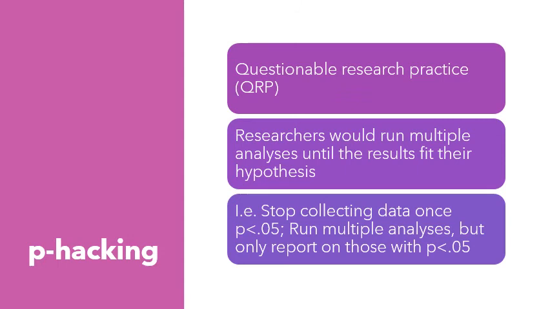Another questionable research practice that has occurred in the past is known as p-hacking. P-hacking is essentially when researchers would run multiple analyses until the results fit their hypotheses. So for example, you stop collecting data once your p-value reaches under the threshold of 0.05, or run multiple analyses but only report those that had a p-value less than 0.05. Essentially, p-hacking is very bad and is part of a big data fabrication technique. But if we have certain solutions to p-hacking, then we can avoid it happening in the scientific literature.